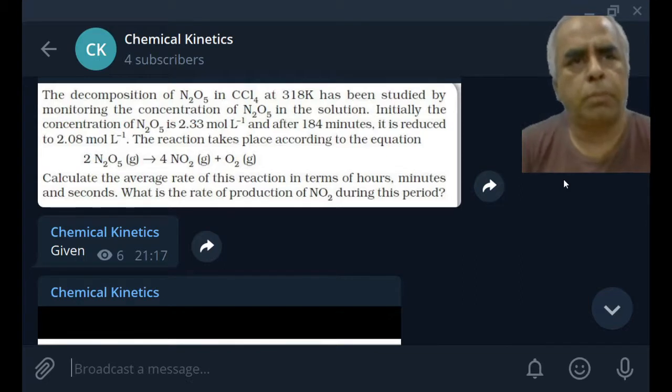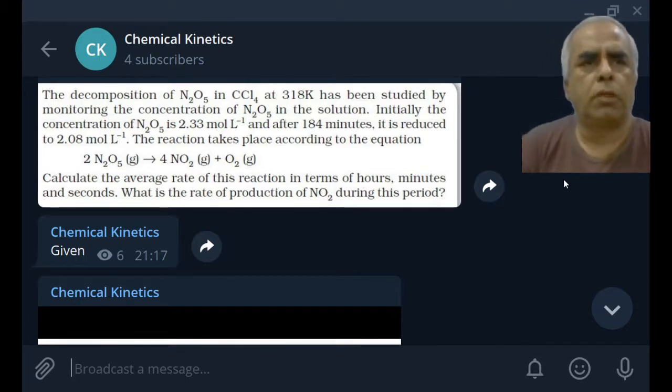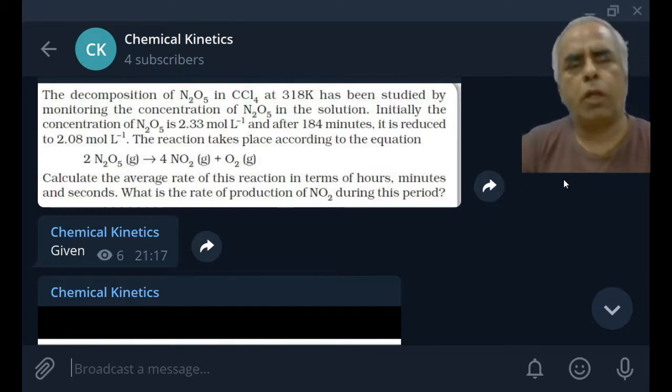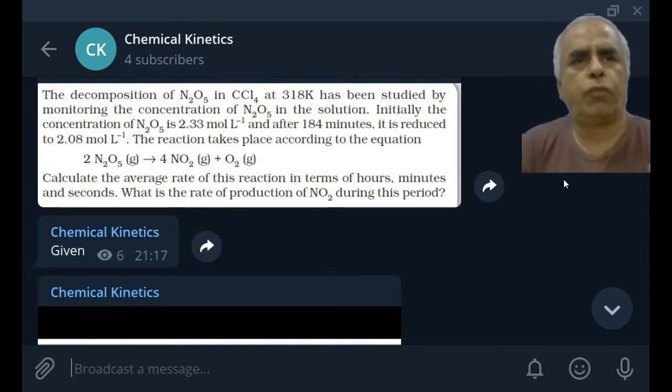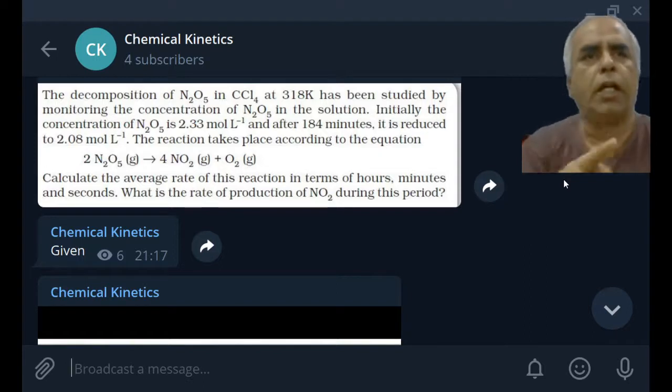Now let me ask you one simple question. What is the reactant? The reactant is N2O5. What is the product? NO2. So which is decreasing? N2O5 is decreasing. Which is increasing? NO2 is increasing. That's what they have asked. You understand? Now let us proceed.